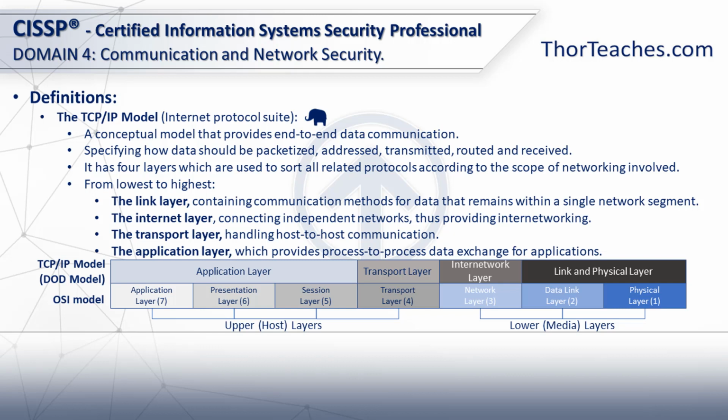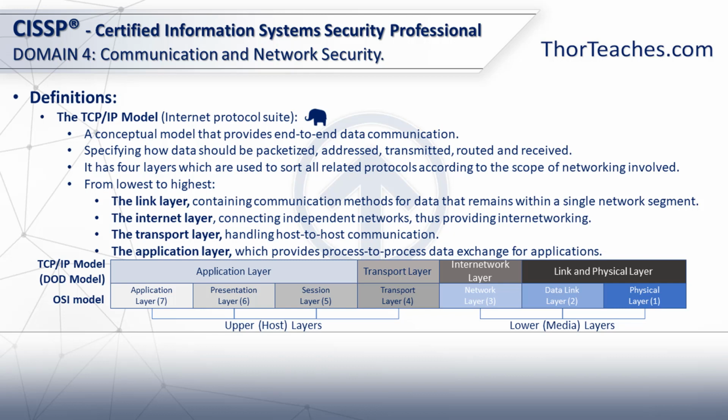The link and physical layer is the lowest layer. It has all the communication that we send and receive within a single local network segment, and it spans both the physical and the data link layer on the OSI model. Layer 2, or the internet layer, maps directly to the network layer on the OSI model, which is IP connections between networks, providing, well, internetworking.